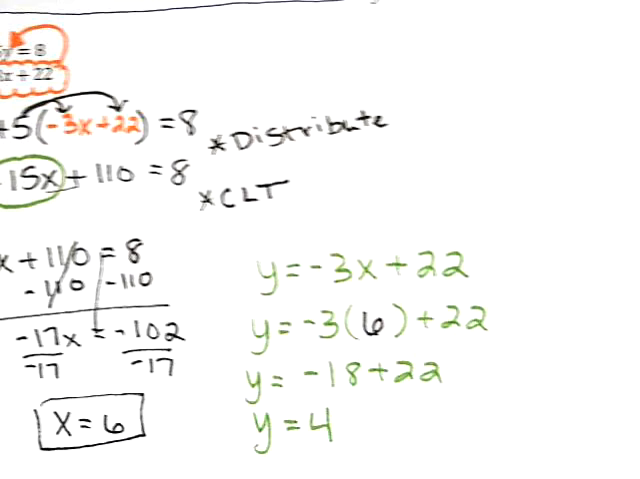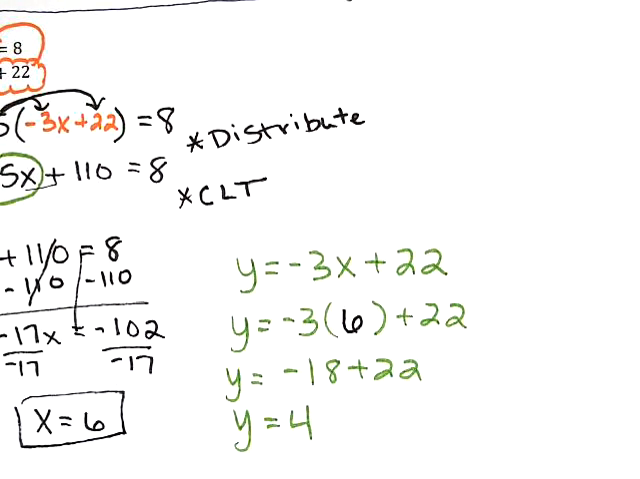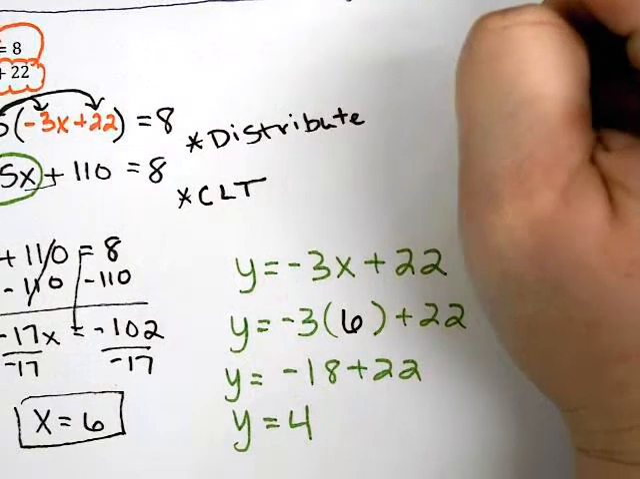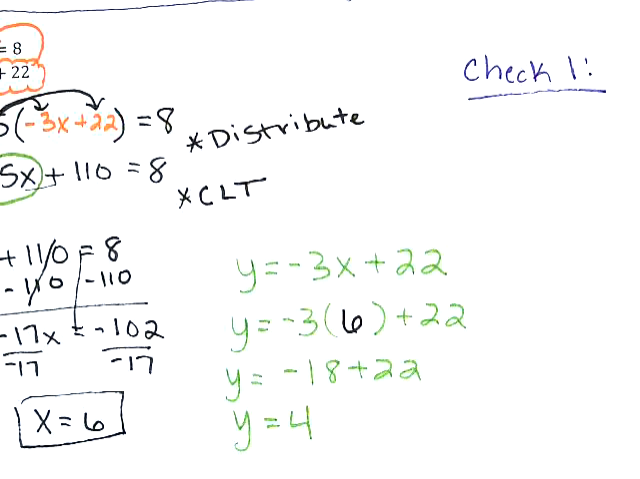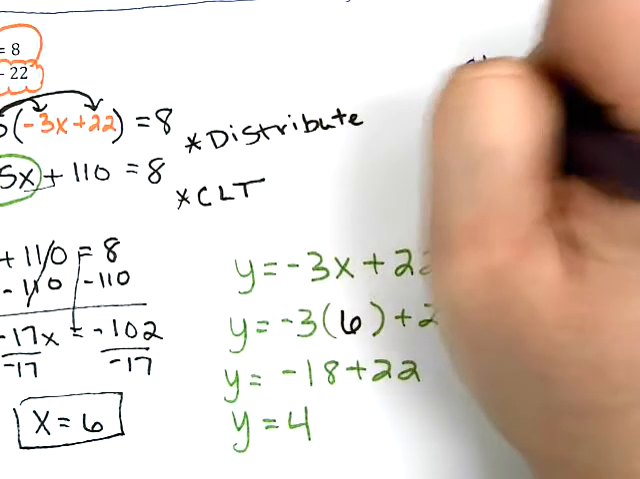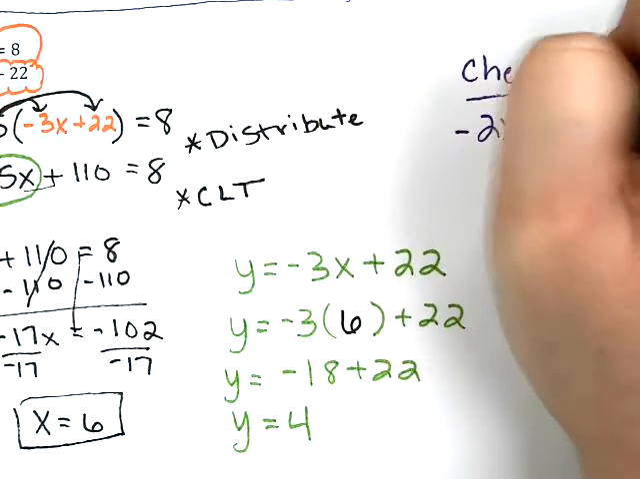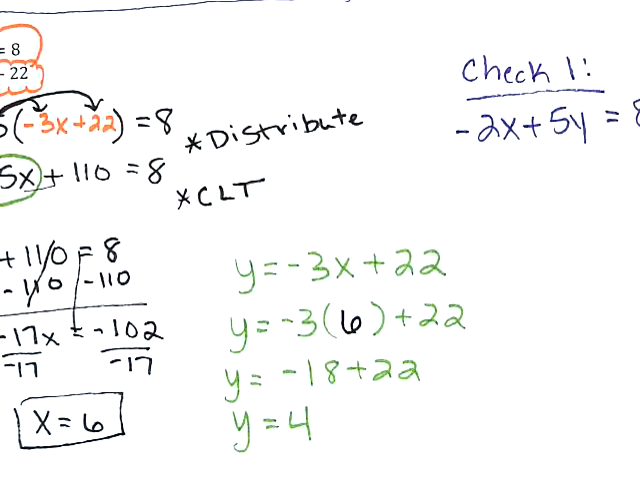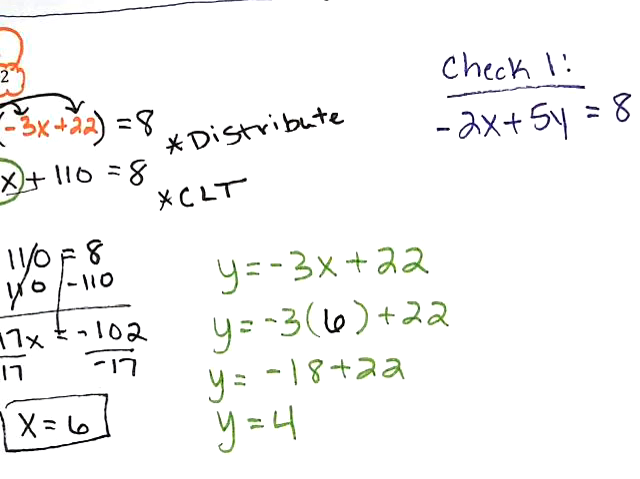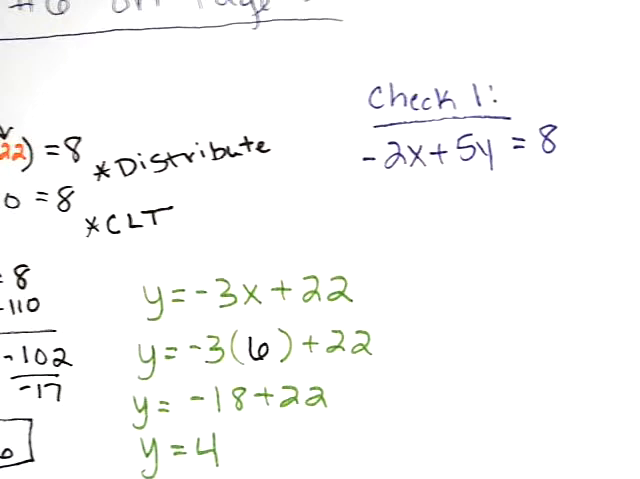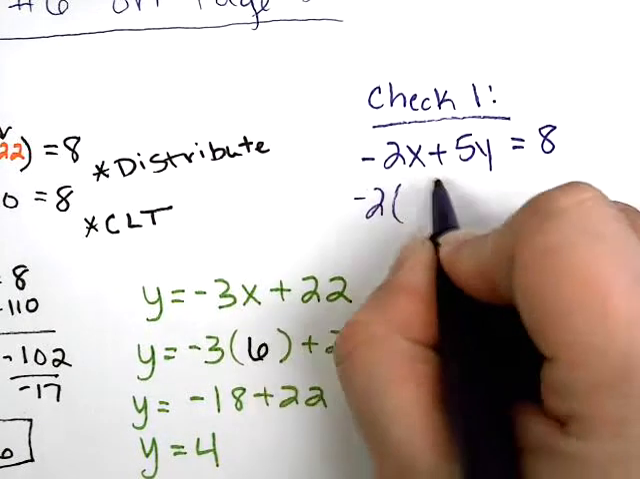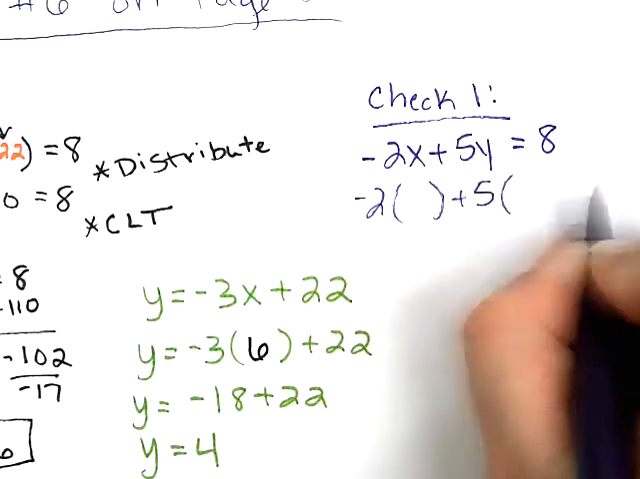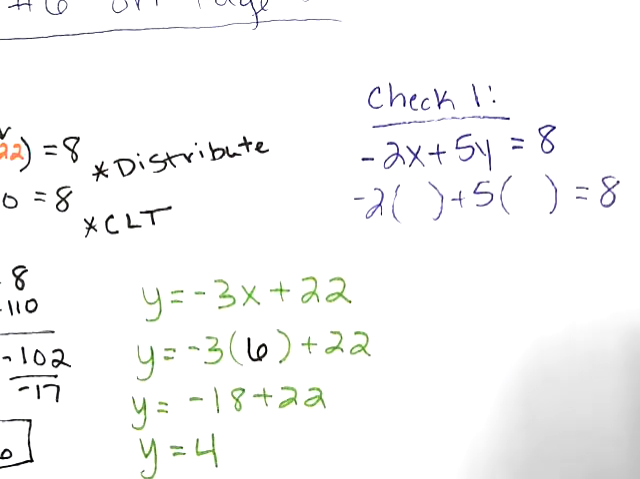So I'm going to go over to the side here, okay, and I'm going to write check 1. I'm going to check my first equation. Alright, so my first equation was negative 2x plus 5y equals 8. So I'm going to take out my x and my y, and I'm going to plug in these values that we just found for x and y.